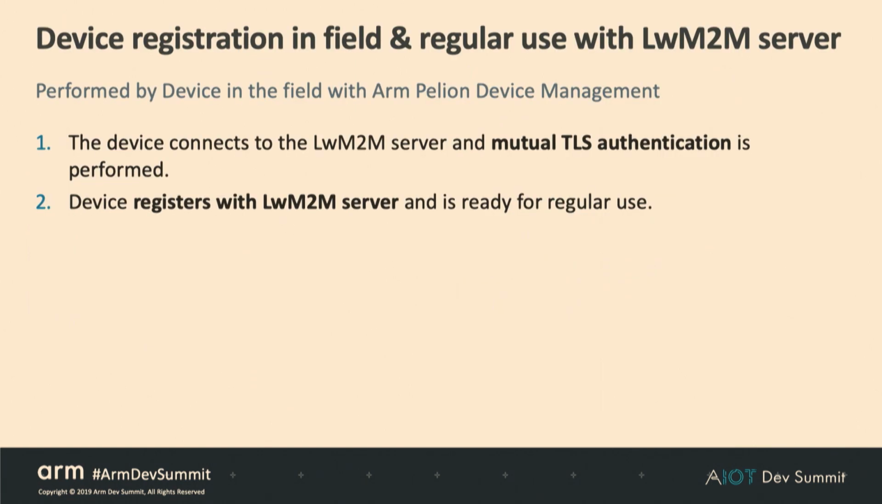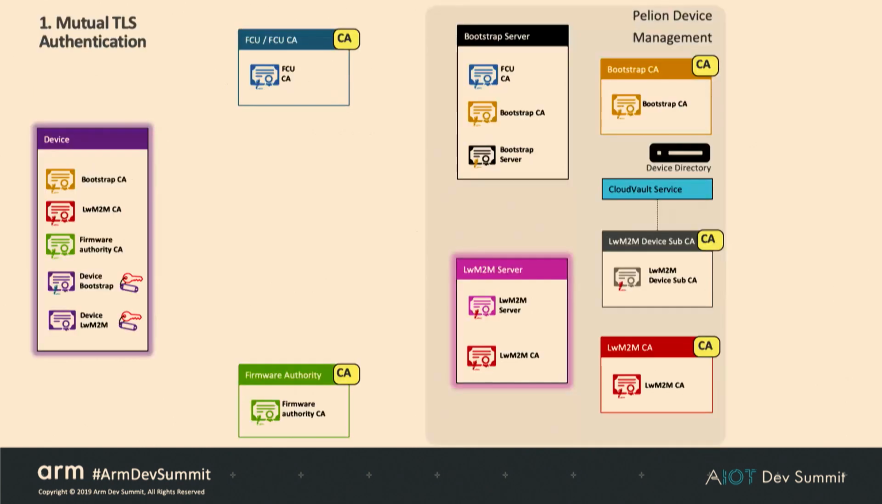Which brings us to the last step, which is the registration and in-field regular use. What happens now is you'll notice that your device has two certificates issued to it, the device Bootstrap certificate and the device lightweight M2M certificate. The device lightweight M2M certificate is what it's going to use to authenticate itself back to the lightweight M2M server. So the first step is now going to connect to the lightweight M2M server and ask it to do server authentication: lightweight M2M server, prove your identity.